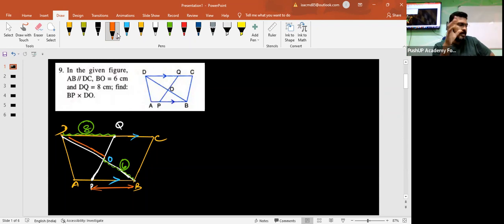Right? Okay, before proving anything, before finding anything, we have to prove that the triangles to which these two sides belong to, they are similar to each other. So which two triangles you can take? BOQ and BOP?